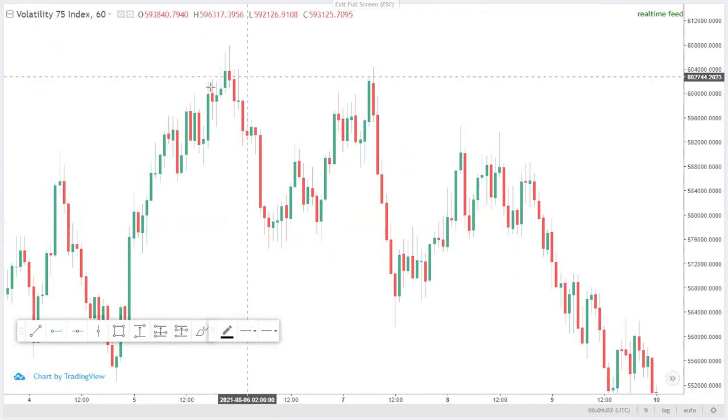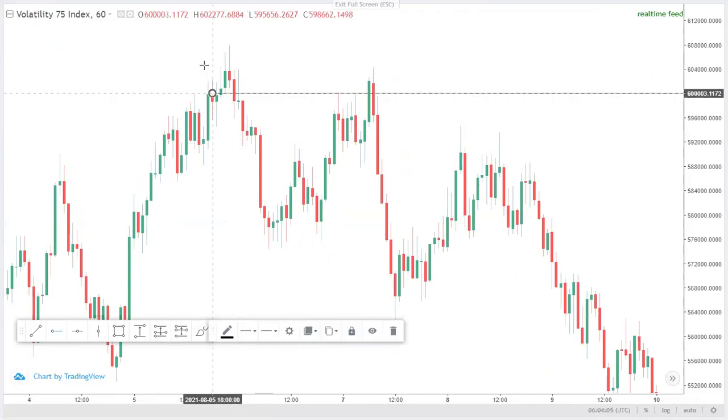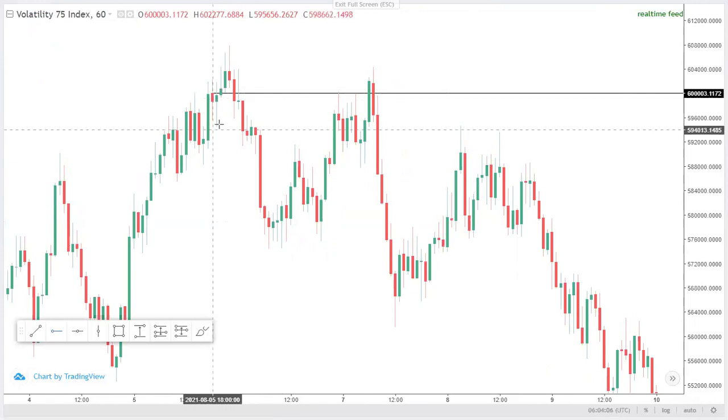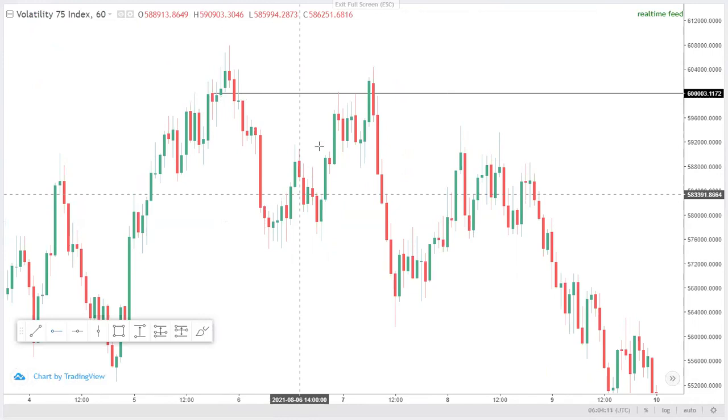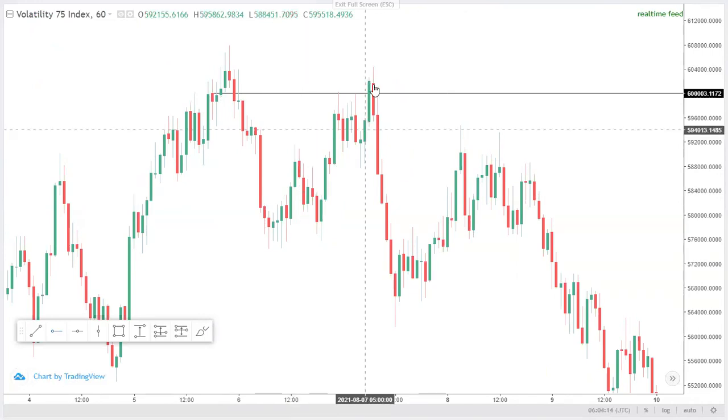We also have another invalidation point right here. Price broke this structure. After breaking this structure, price reversed in a corrective way. Then we tested our invalidation. Then price dropped.